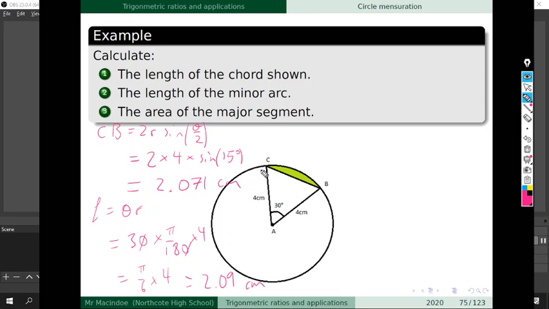All right, now we need the area of the major segment. So here is the minor segment, just in here, just a little bit. So the major segment's the rest. What I might do is get the area of the minor segment and then just take that away from the total.